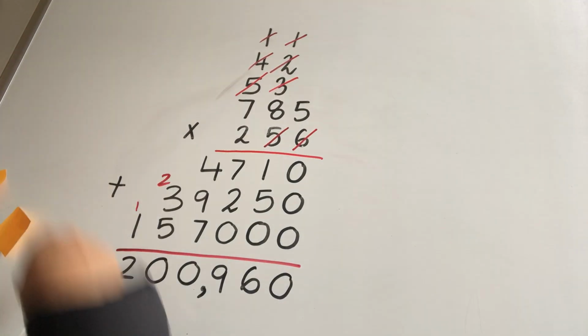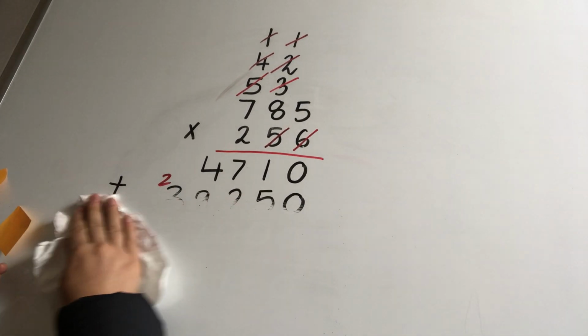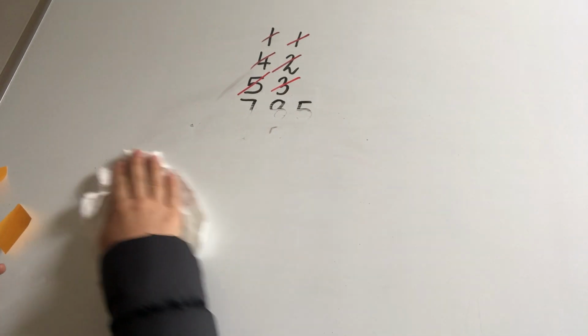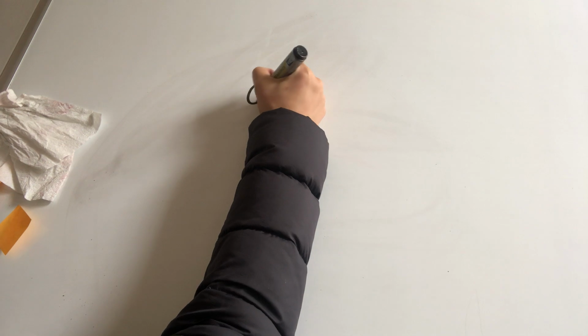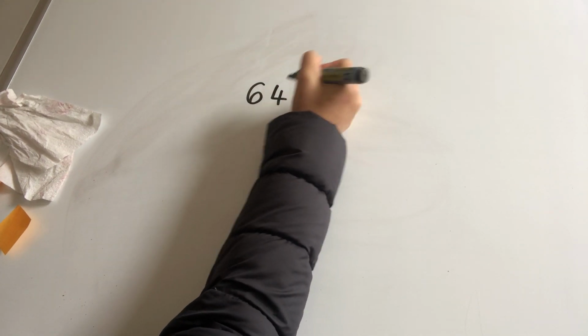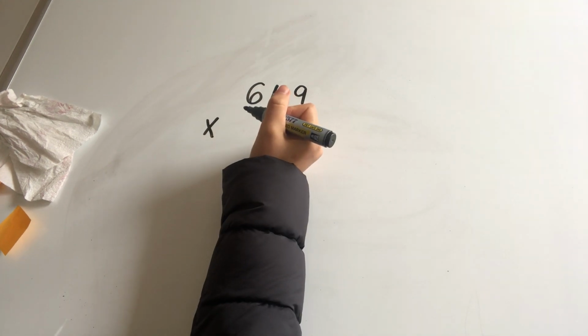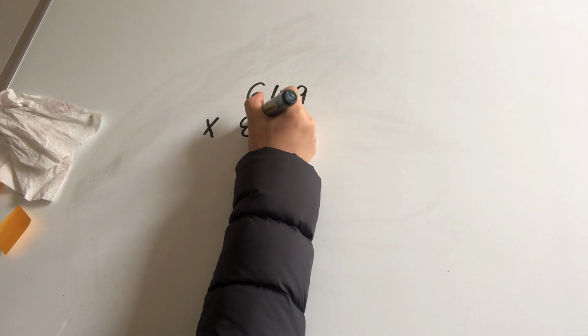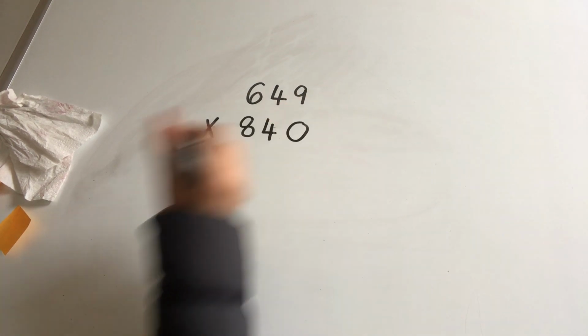As you can see, it is quite a lengthy process and there are lots of steps, but when you break it up into those small parts, it is really manageable. And it is just repeating that same process over and over again. You just need to make sure that you add those zeros when you're multiplying by your tens number or a hundreds number. So 649 multiplied by 840.